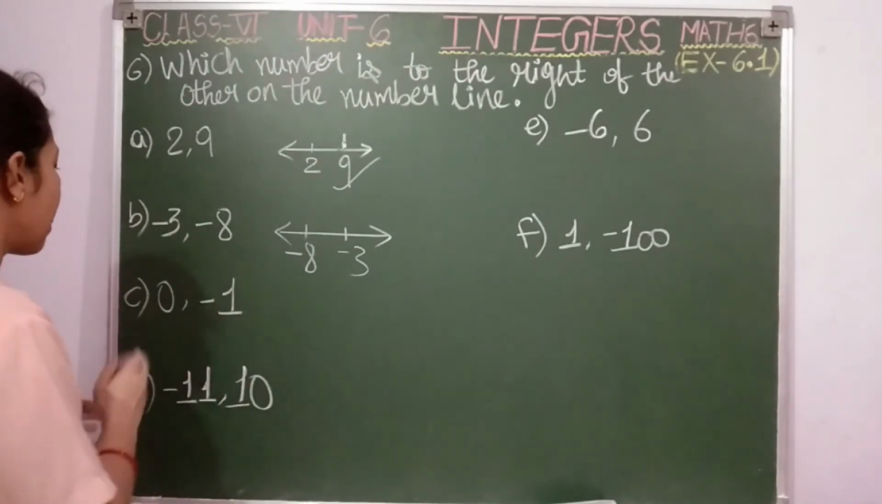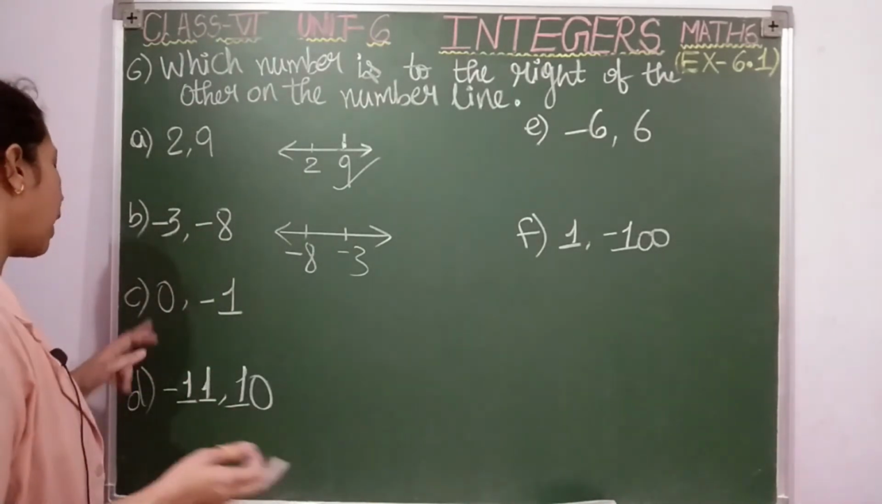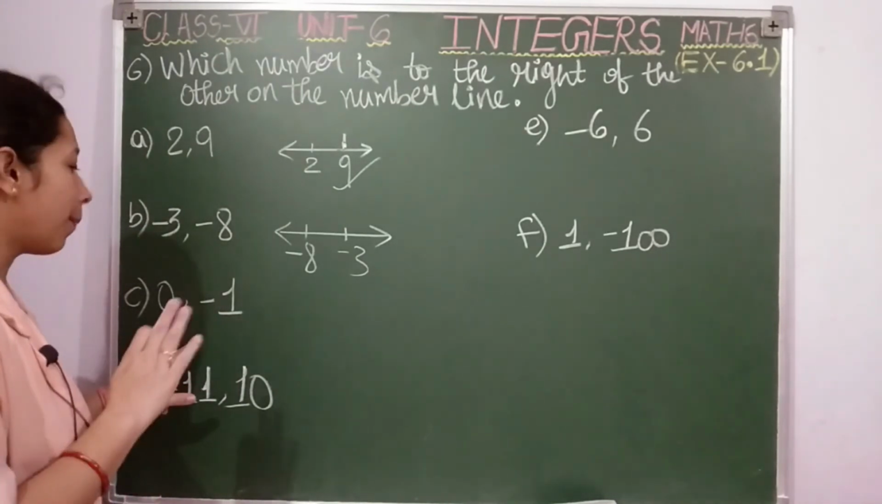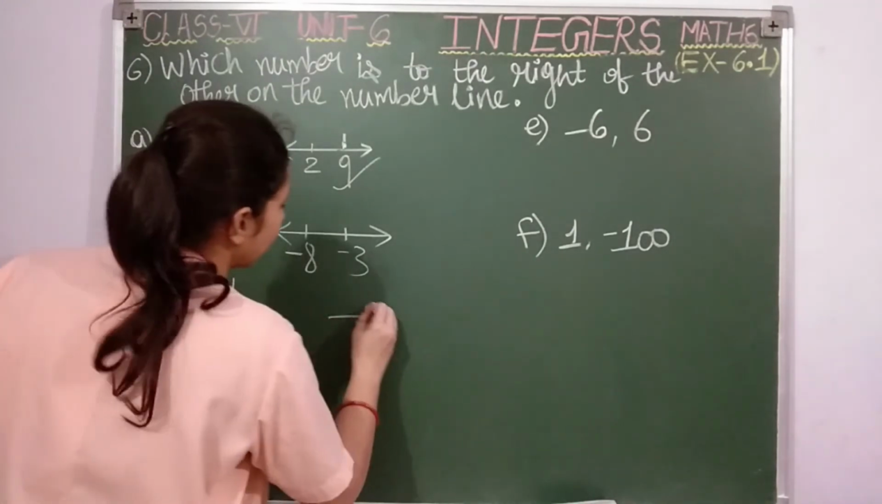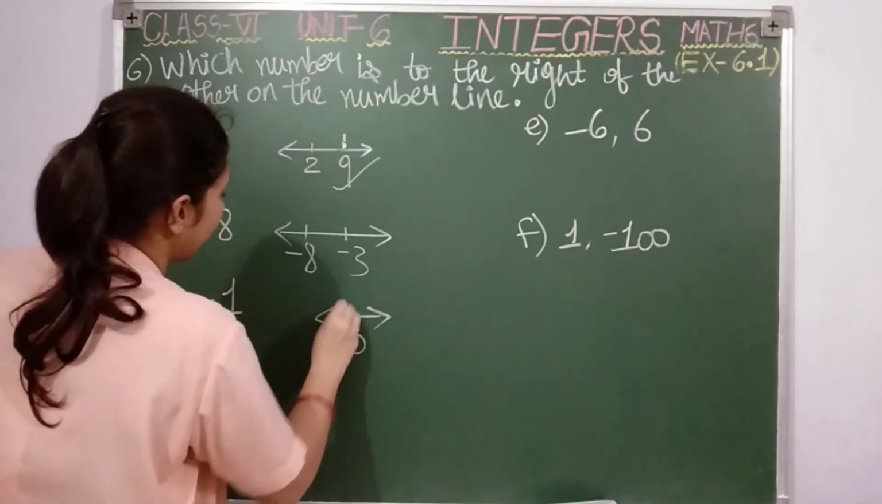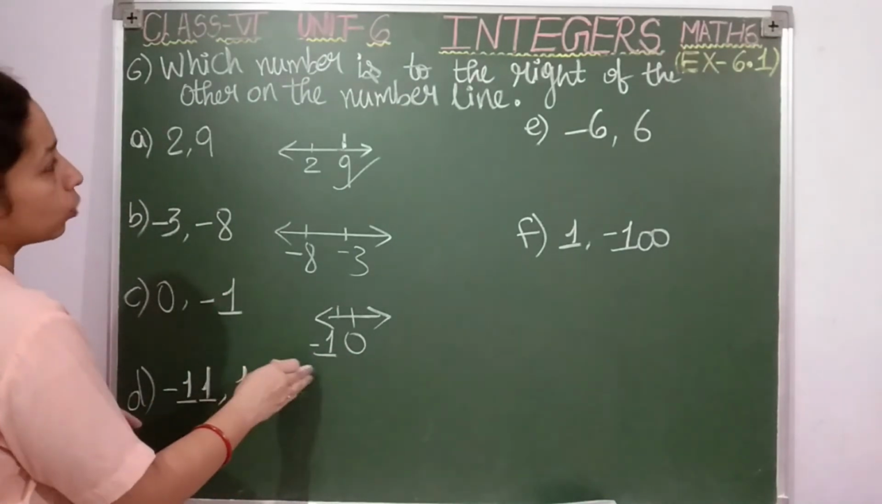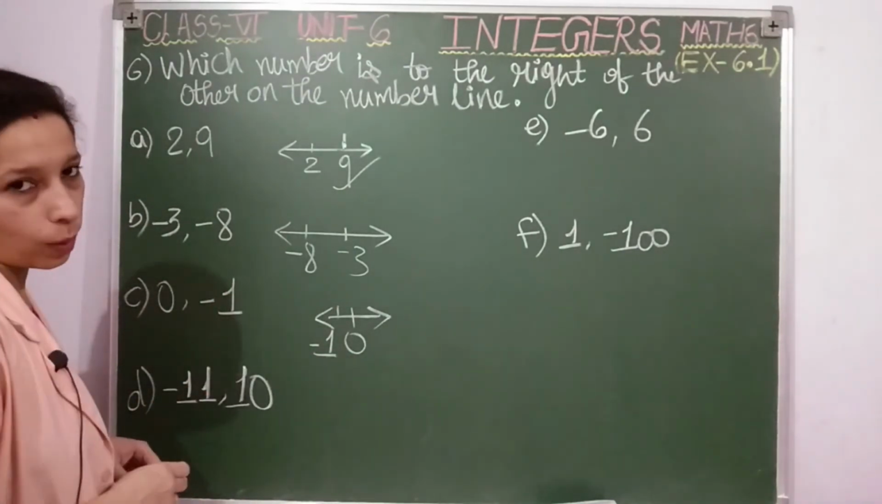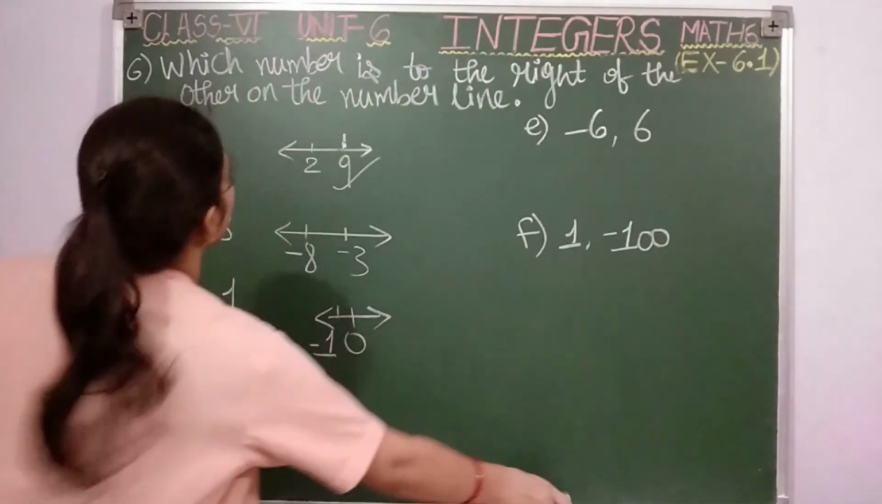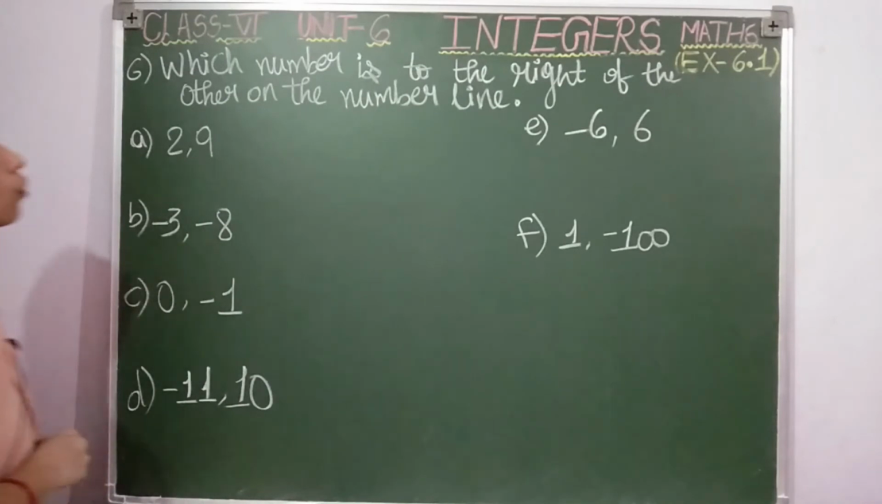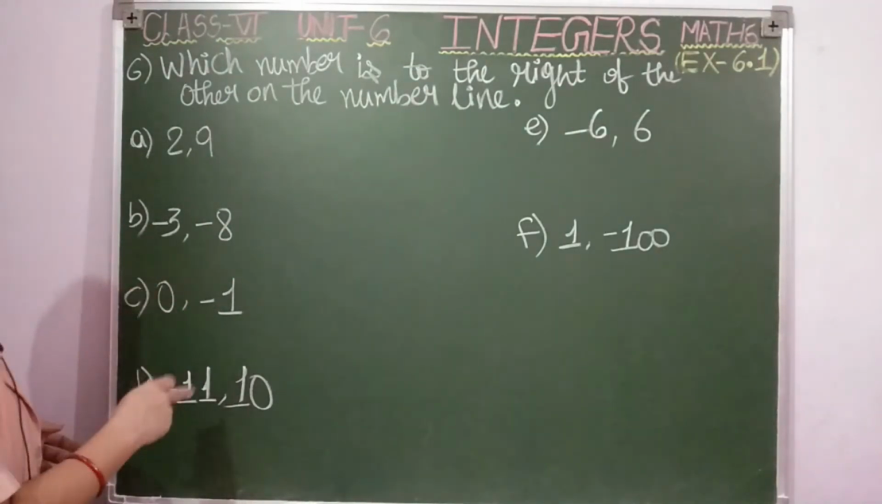Understood, students? In the same manner, 0 and minus 1. Again, 0 is greater than minus 1, so for sure 0 will be coming on the right side of minus 1. Again, if you have any doubt, simply draw the number line and make it clear. You can see 0 is to the right of minus 1. Clear, students? Now this was just the example to make you understand. Now let us write this in sentence. So which number is to the right of the other on the number line?